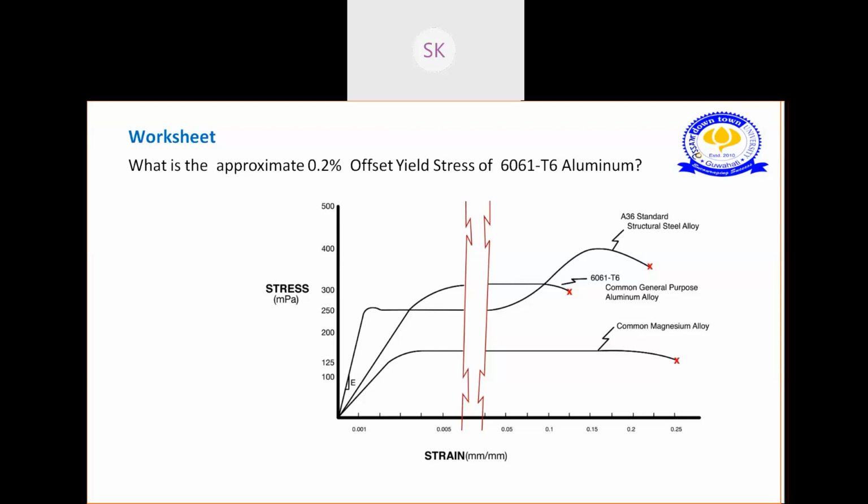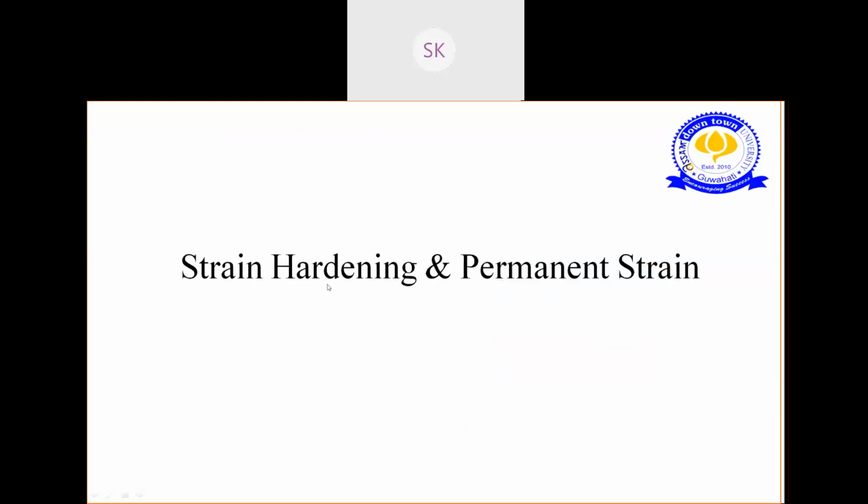Okay, aluminium. See the word aluminium, so we have to find it for this curve. If I take 0.2% here and draw a parallel line, it will come around here, 310. Okay, now let's move on.